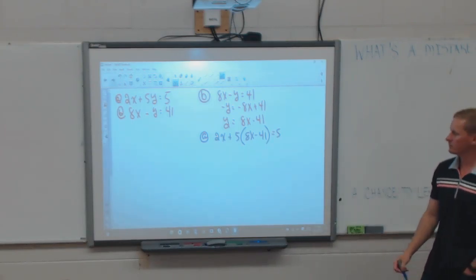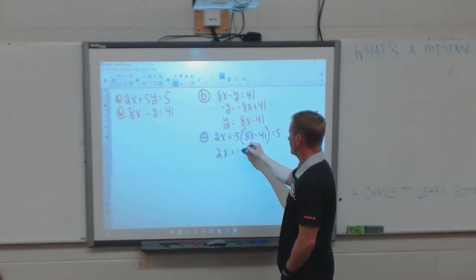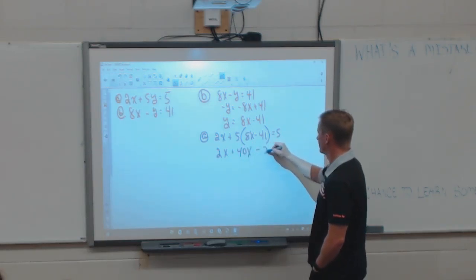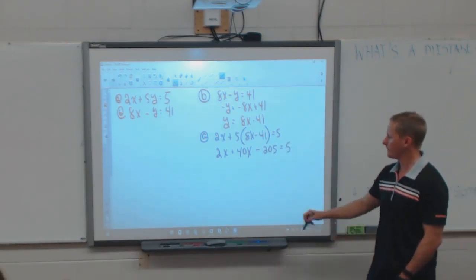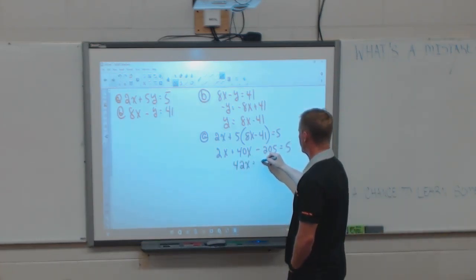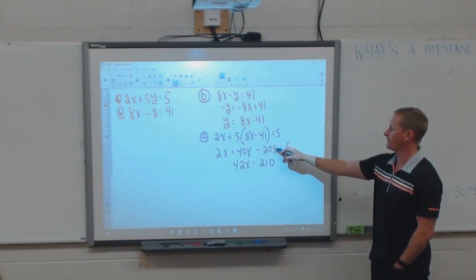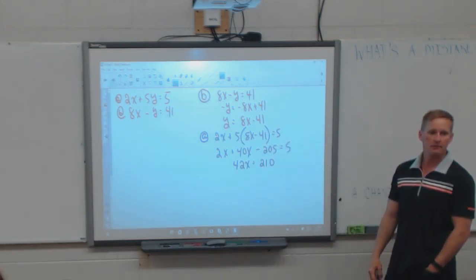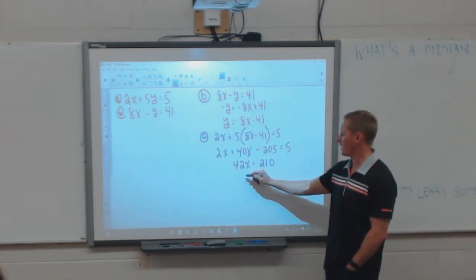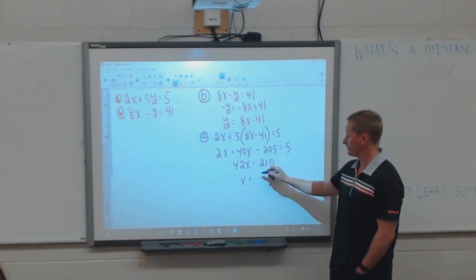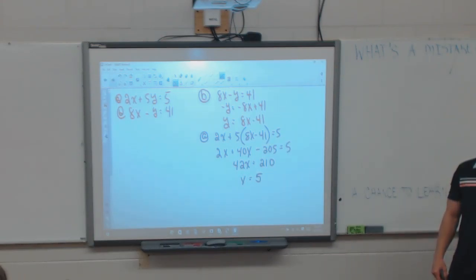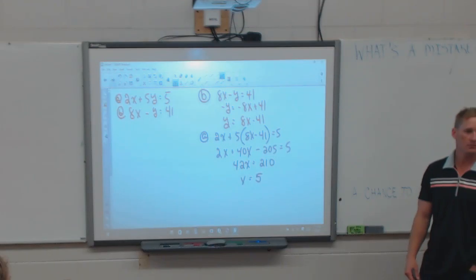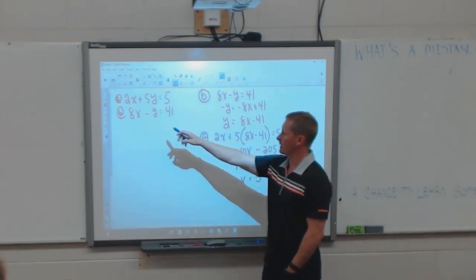So far, so good? Okay. 2x plus 40x minus 205 equals 5. 42x is equal to 210. I'm going to add that 205 to this side. When I divide by 42, what am I going to get? Well, I was doing elimination and I got 5.25. Okay. All right, so here's 5. Substitute that into here.